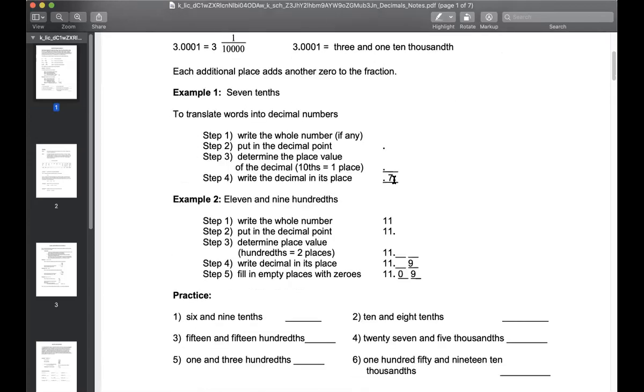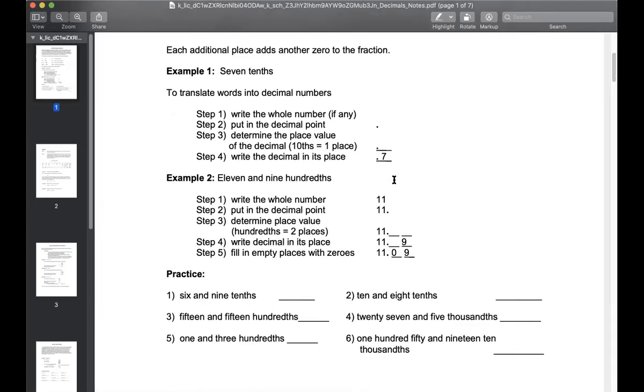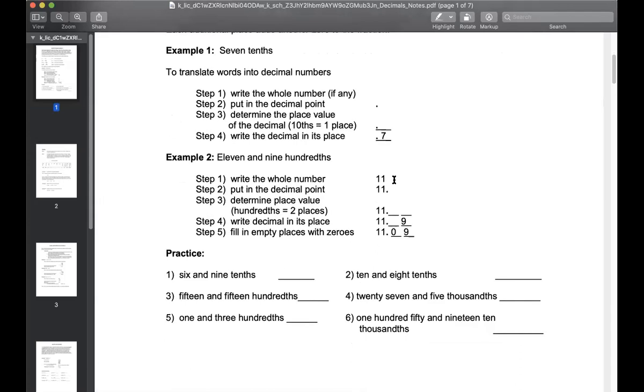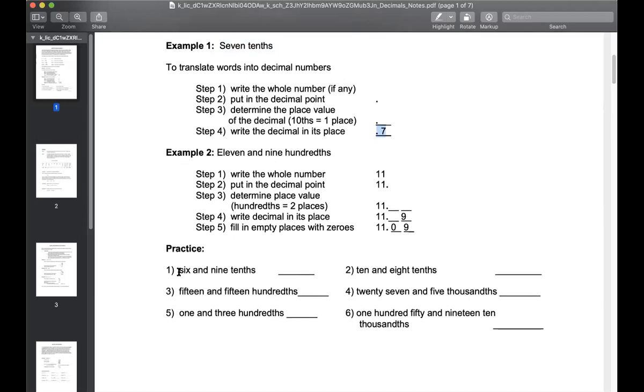All right. So we're going to practice trying to write decimals according to their place value. Okay. So for instance, in this example, it says 7/10. So how do we write 7/10? Well, we put the 7 right after the decimal place, and that's how we get 0.7. If we do 11 and 9/100, it would be 11, then a decimal, then 0, 9. So how would we write this number here, 6 and 9/10? What would that look like?